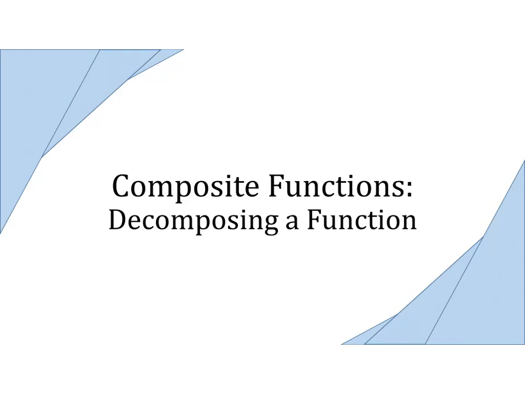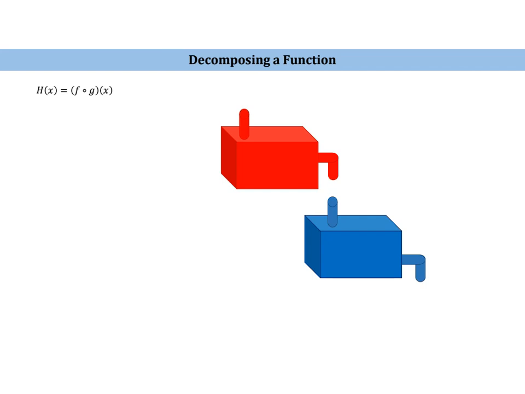So now that we have learned about composite functions, we can look at a function that is a multi-step function and decompose that function. So let's imagine that we have a function h, and it is f composed with g. This means that g acts first on x, and then f acts on that. So this is f of g of x. So g of x is found first, and then f is applied to that.